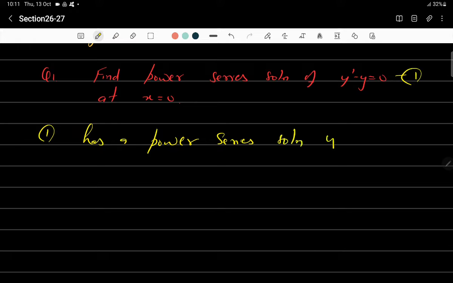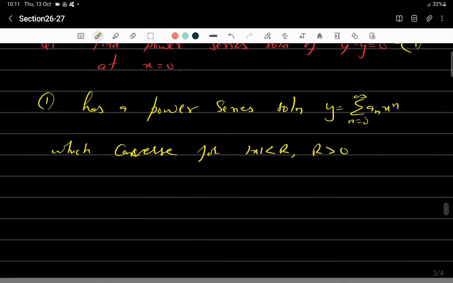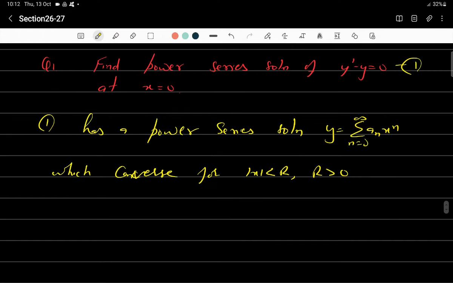So 1 has a power series solution of the form summation a n x raised to the power n. And we assume that it is a power series solution, which converges for mod x is less than r, where r is greater than 0. It means that equation 1 has a solution which is analytic at x is equal to 0. So we are already assuming it because in case of first order differential equation it always exists, so there is not a problem.